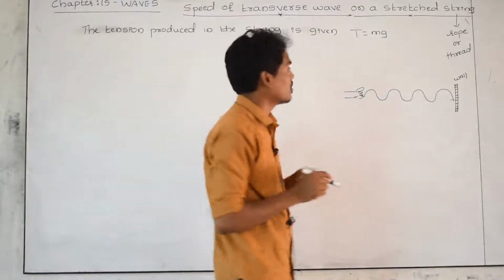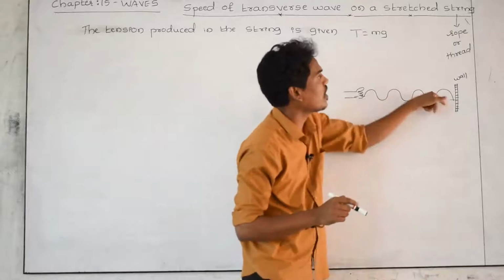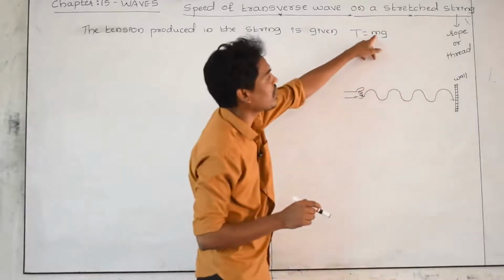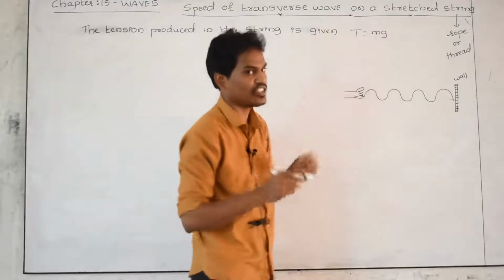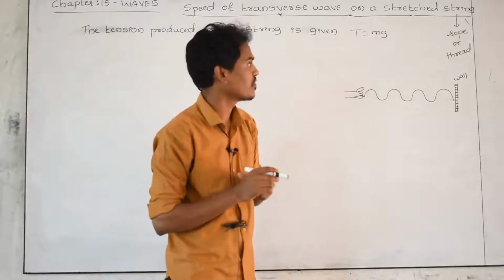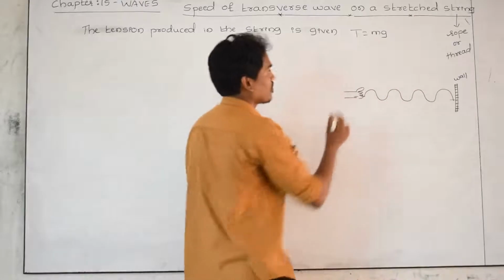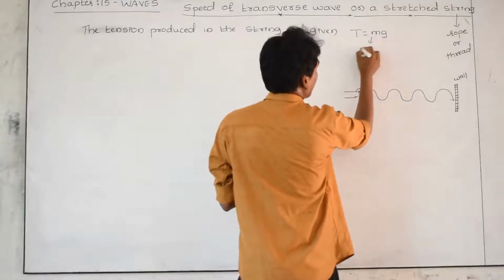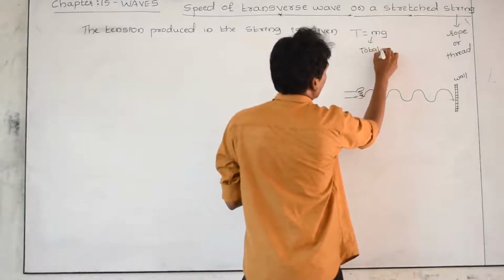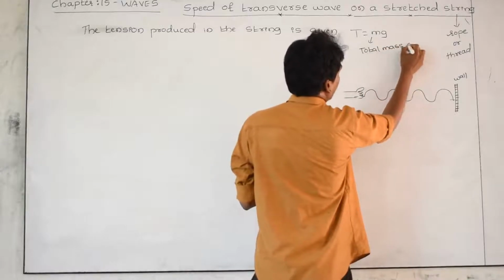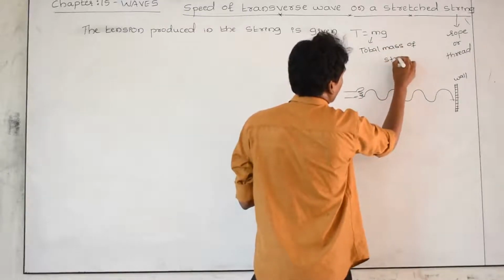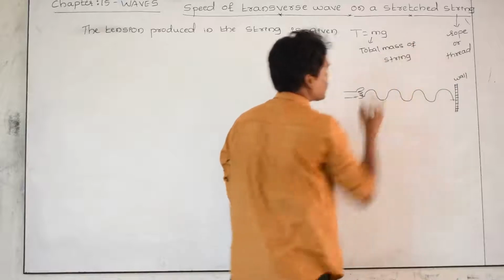The tensional force in the thread or string is given by the formula total mass of the rope into g. g, as you know very well, is acceleration due to gravity. What is m here? Total mass of the thread or string, and g is acceleration due to gravity. Its value is well known.